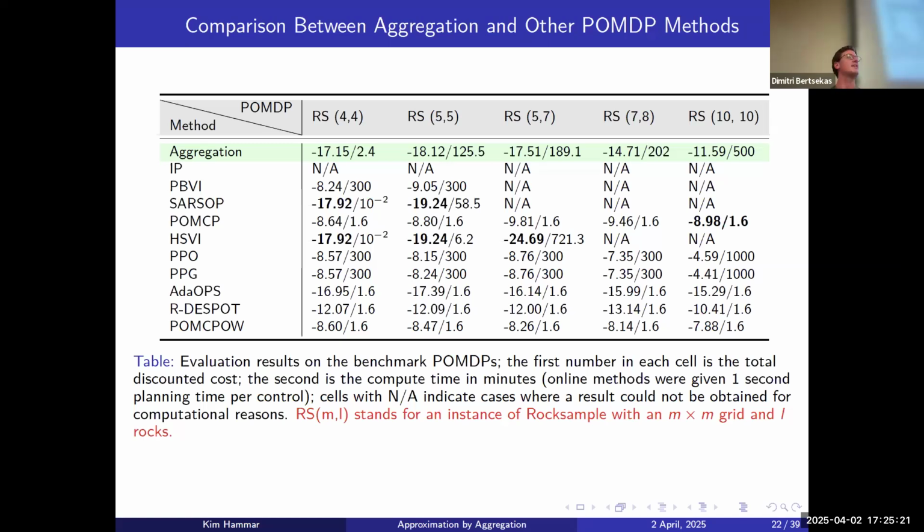So before we go to the break, are there any questions about these results?